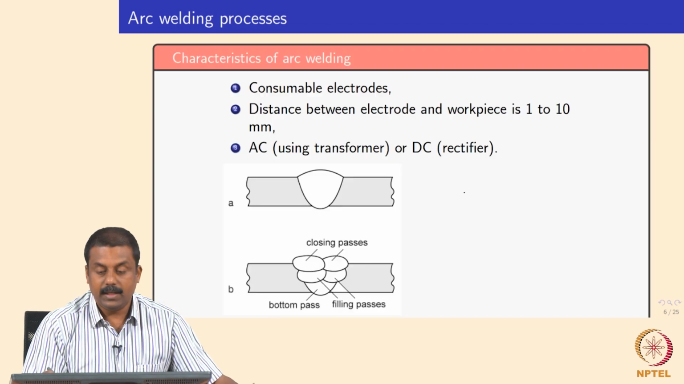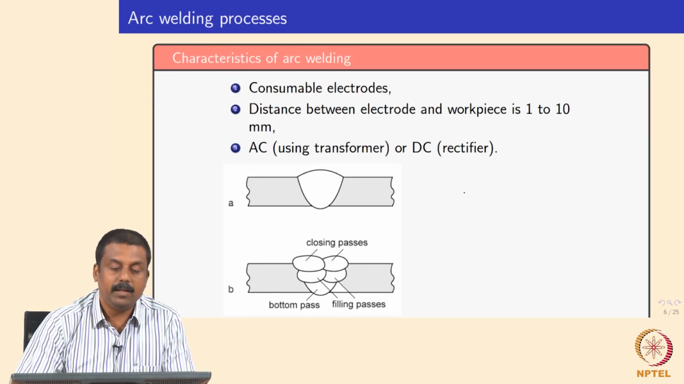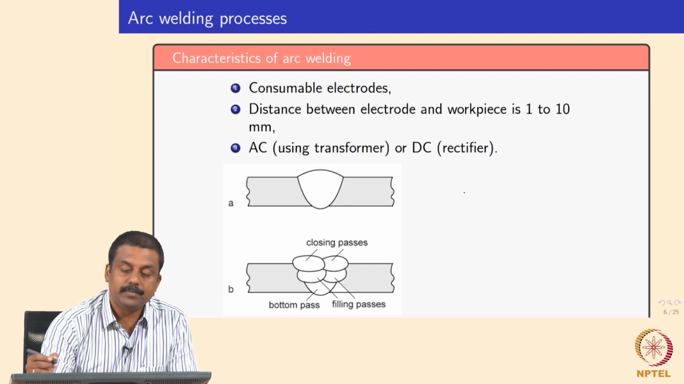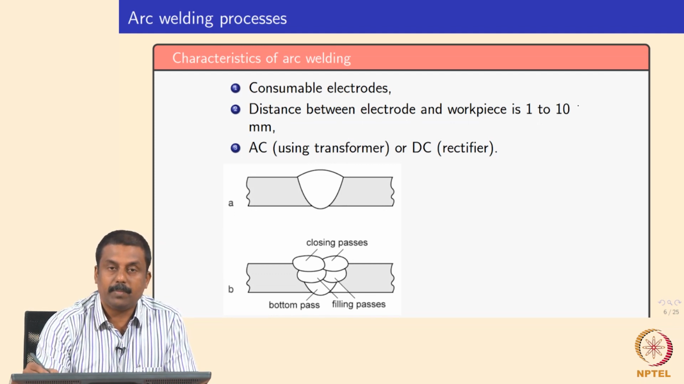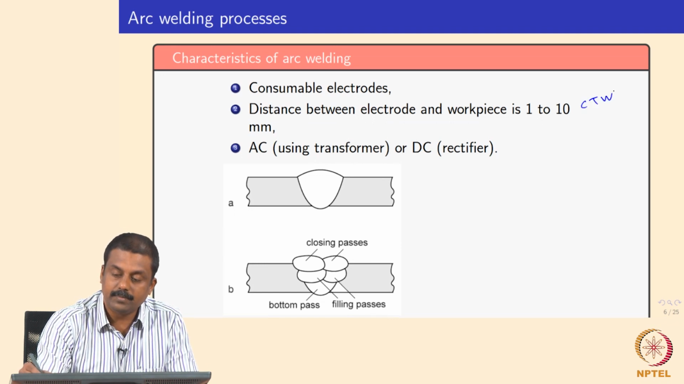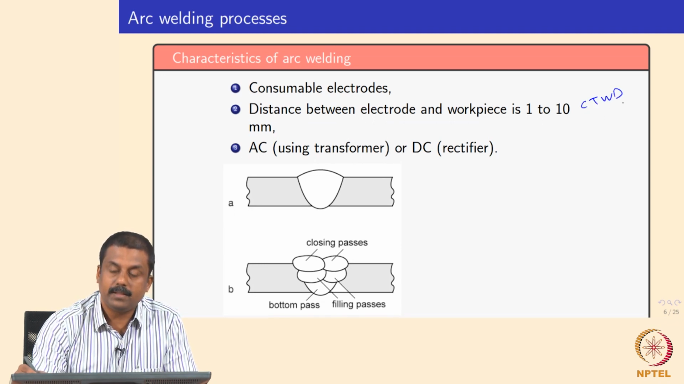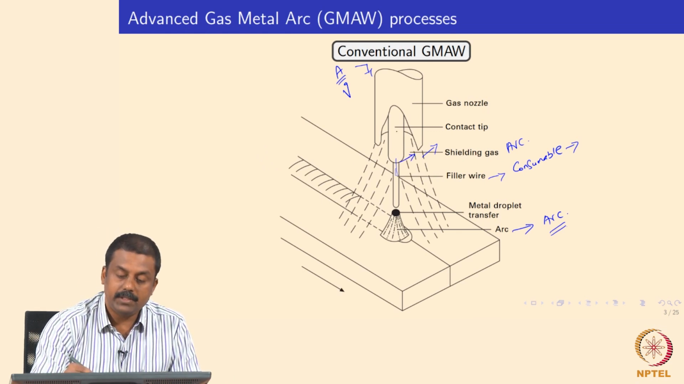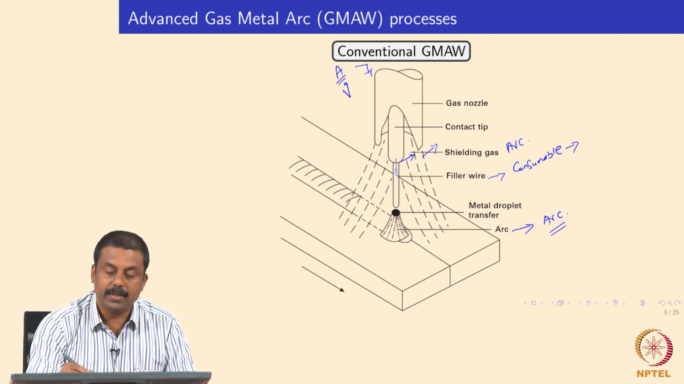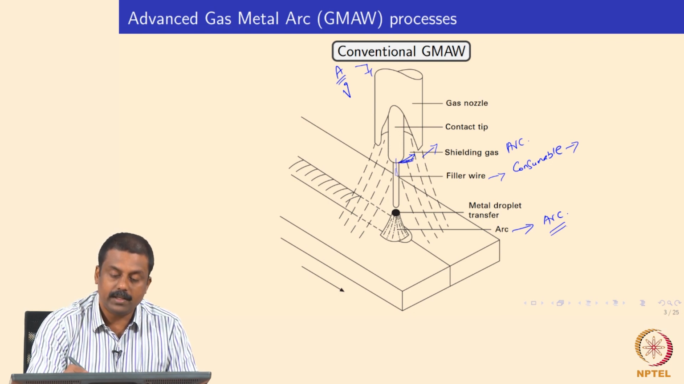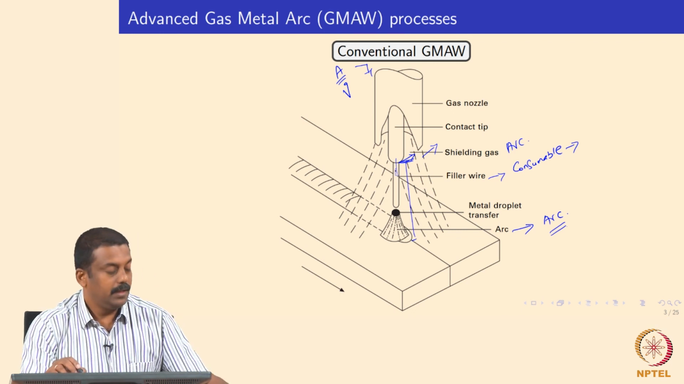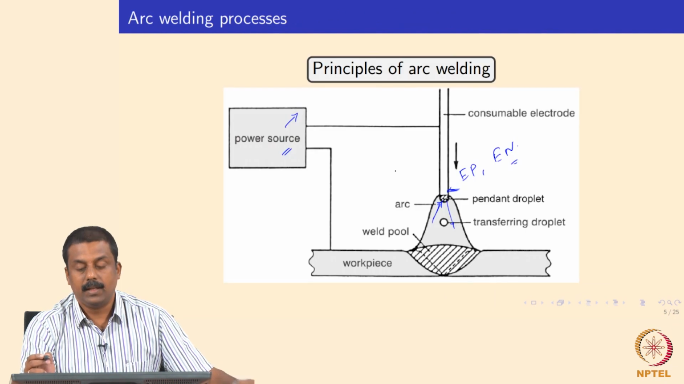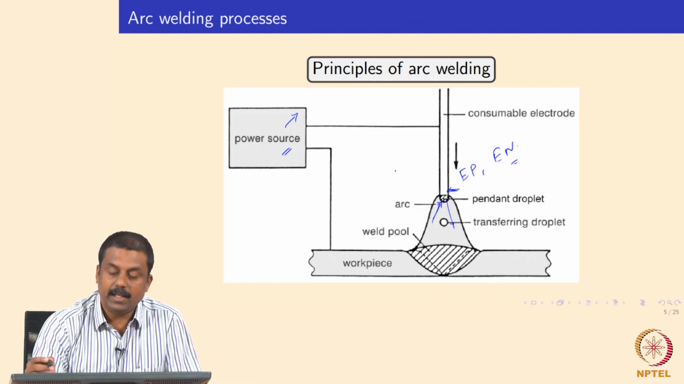If you look at the actual characteristic of the arc welding process, we use consumable electrodes. Generally the distance between the electrode and workpiece is sometimes also known as CTWD, the contact tip to workpiece distance. The contact tip is the electrode container which actually transfers the electrode towards the workpiece, and the distance between the contact tip and the workpiece is very critical, because that is going to determine the stick out length, and the stick out length is one of the important parameters which determines the melting rate of the electrode.